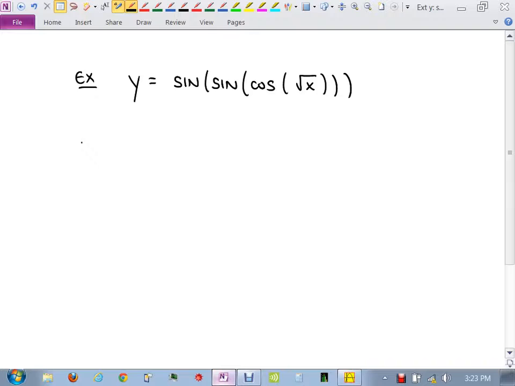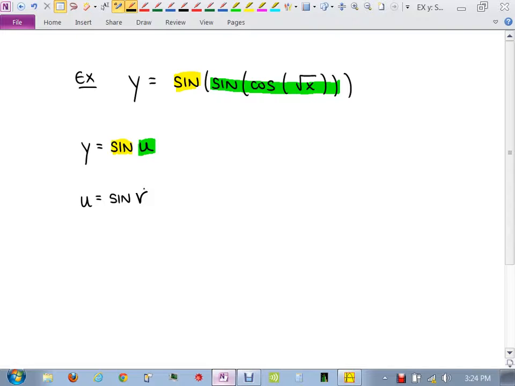So let me try and write this out. My y is equal to what? Sine of something, right? U? So I'm saying this is my sine right here. This is my sine. My u is all this. There's my u, right? My y is sine of something. Now what's u? U is sine of cosine of square root of x, but I can look at cosine of square root of x as something else, right? So let's call it v.